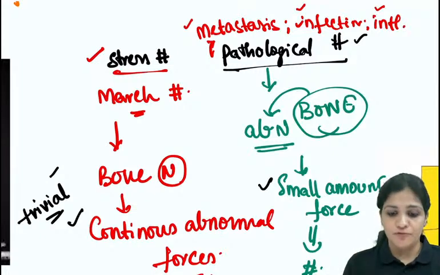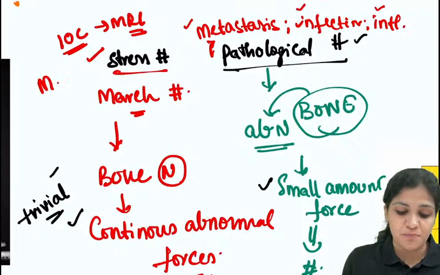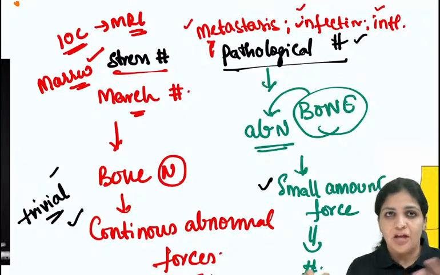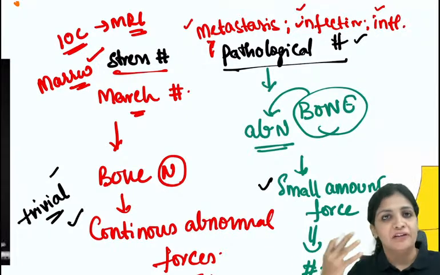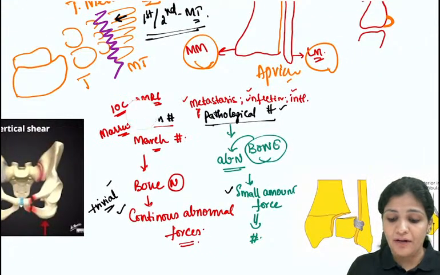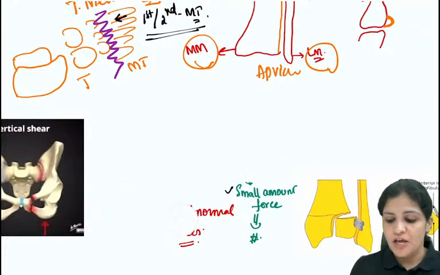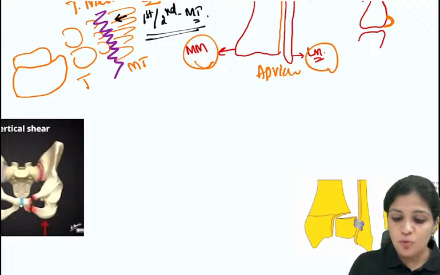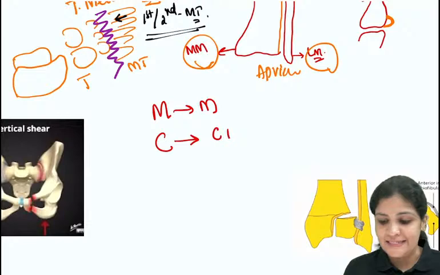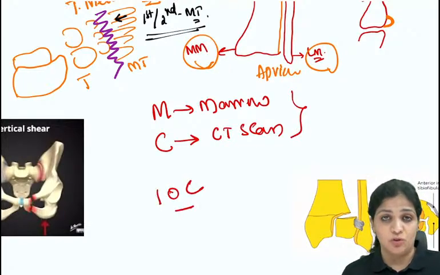And the investigation of choice is always MRI. Why? Because the stress fracture will always start with the marrow getting damaged first, and then the cortices become evident. Because the marrow is damaged first, you can identify that in MRI. Always remember, whenever you want to identify marrow-related problems, you have to go for MRI, and whenever you want to identify cortex-related problems, you have to go for CT scan. As you are used to mnemonics: marrow is M, MRI; cortex is C, CT scan. This is very important and will help you know the investigation of choice.